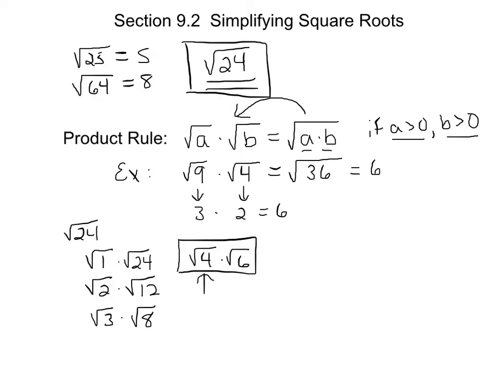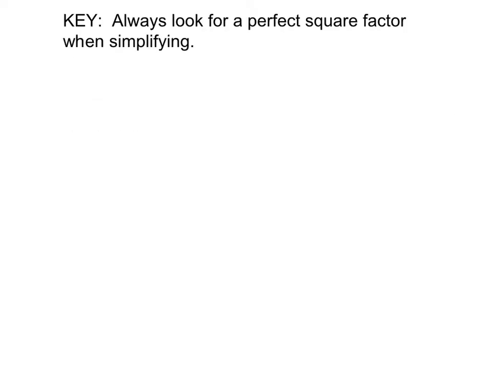So if I look at the square root of 4 times the square root of 6, I can say that that is equivalent to 2 times the square root of 6. And typically we take the times out and we just write it as 2 square root of 6. This is the simplified form of the square root of 24. Okay, so keep in mind that the key that you want to remember is that anytime you are simplifying, you want to look for a perfect square factor of the number that the radicand is.